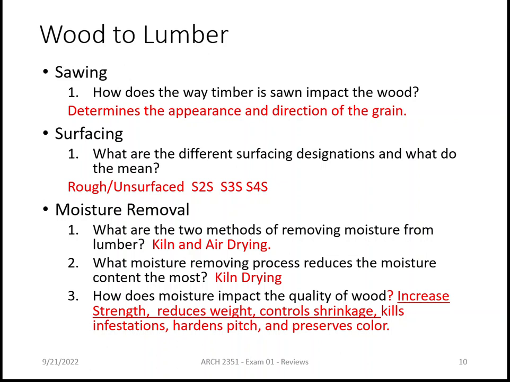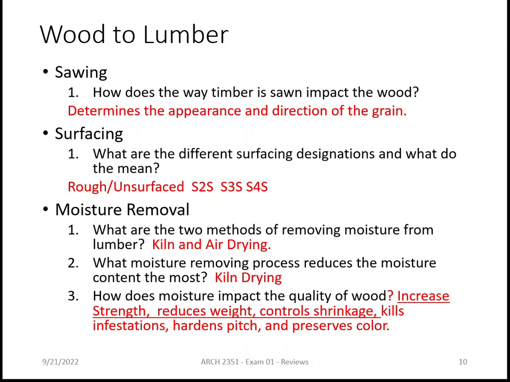Surfacing. What are the different surfacing designations and what do they mean? Rough, of course, is just unsurfaced lumber. S2S is what? S3S is what? What does that mean?